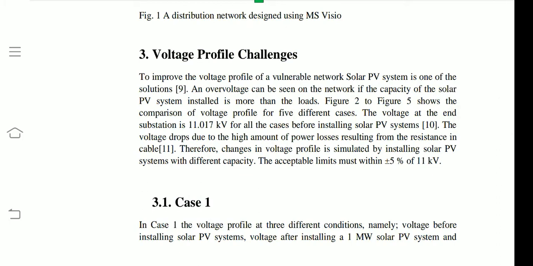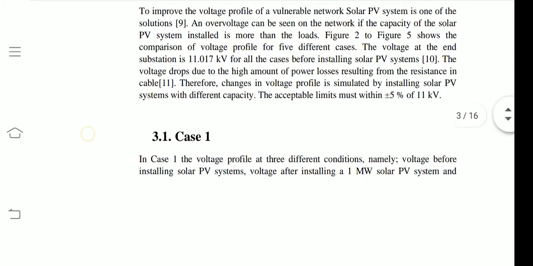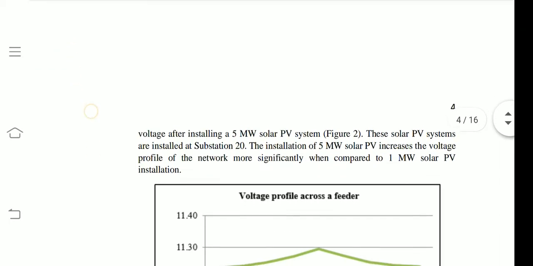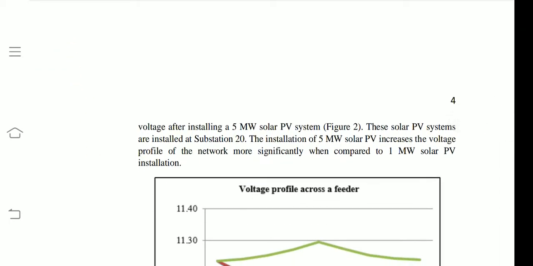Now, voltage profile challenges. To improve the voltage profile of a vulnerable network, a solar photovoltaic system is one of the solutions. Figure 2 to figure 5 show the comparison of voltage profile for 5 different cases. Case 1. In case 1, the voltage profile is shown for 3 different conditions, namely voltage before installing a solar photovoltaic system, voltage after installing a 1 megawatt solar photovoltaic system, and voltage after installing a 5 megawatt solar photovoltaic system.